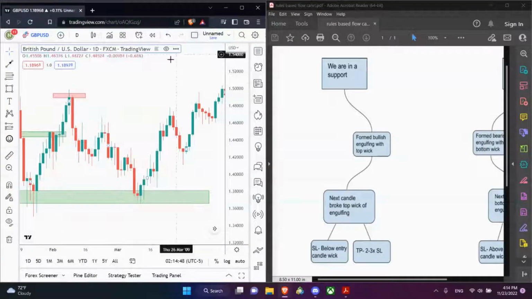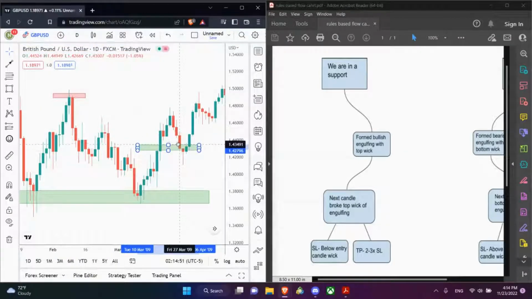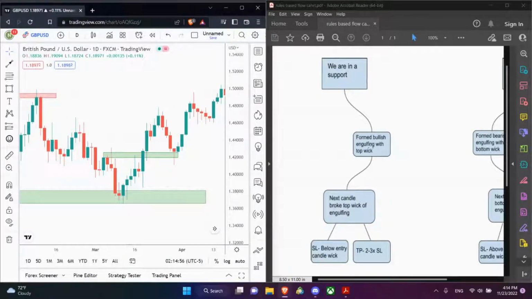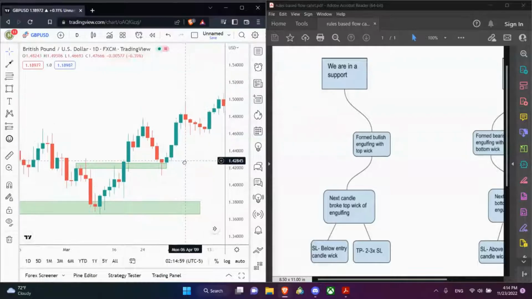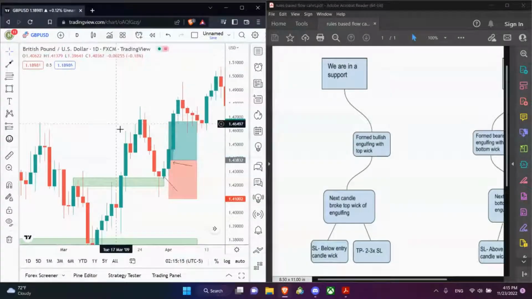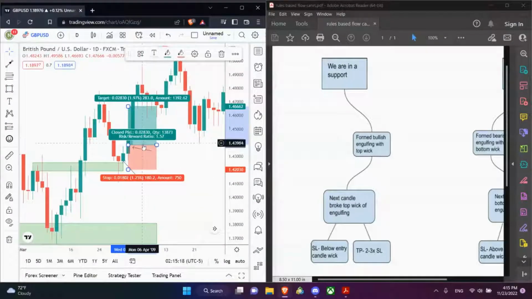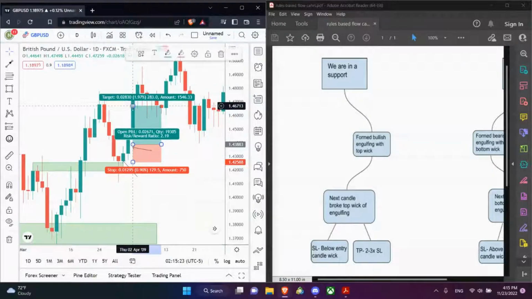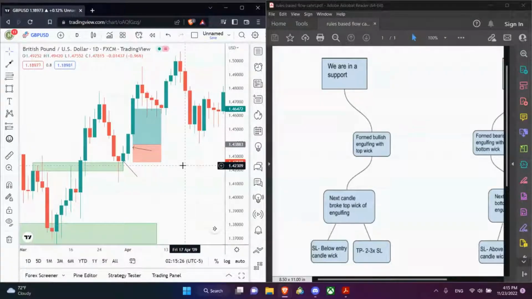All right, so this would be a support right here. So price comes down into a support. Okay, we're in a support, forming a bullish engulfing with a top wick. This is a bullish engulfing with the top wick. All right, so we're going to move down. Next candle breaks top wick of engulfing. Did this candle break the top wick of that engulfing candle? Yes, it did. So we're going to get our long position tool out, enter a trade. Stop loss is going to be below the entry candle wick, like so, and then take profit 2-to-1, just like that.